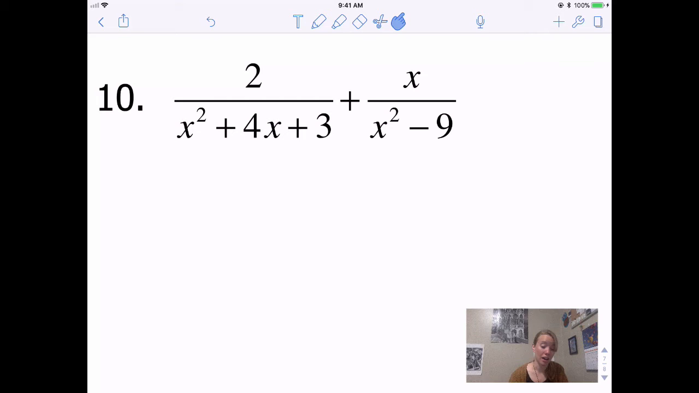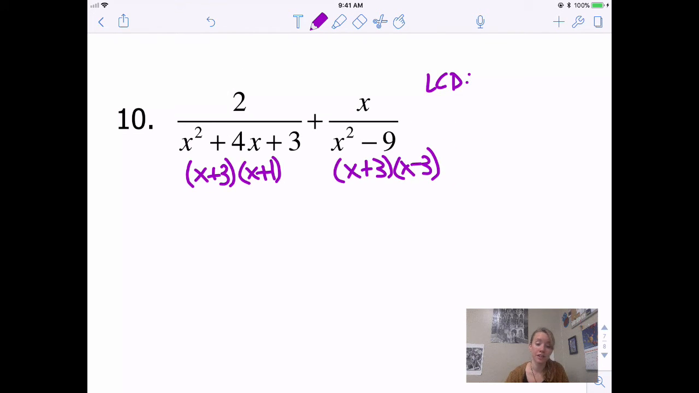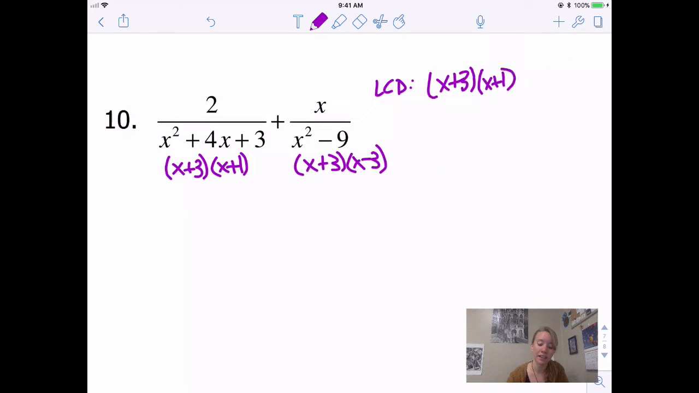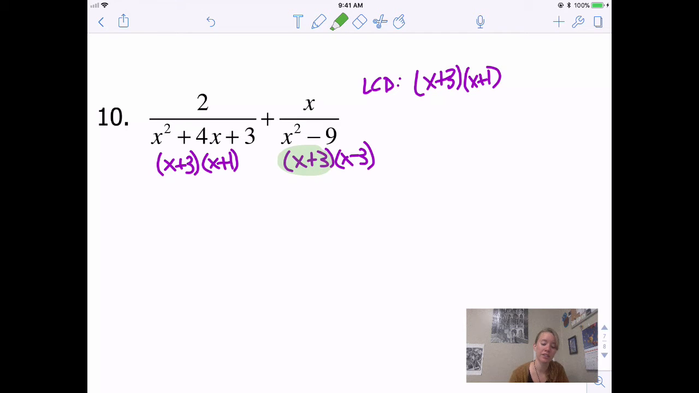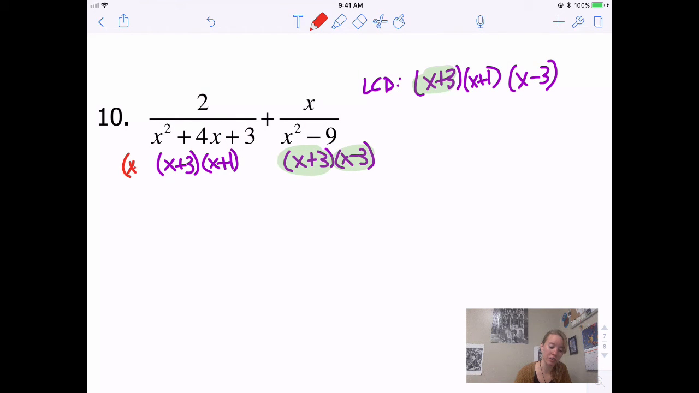Number 10, I have to factor. There's a lot going on here. So I factor x plus 3, x plus 1. And then second denominator, I get x plus 3, x minus 3. Okay, that's a difference of squares. Create your denominator. Start with your first denominator, x plus 3, x plus 1. And then in the second denominator, see what you have already covered. The x plus 3 is already covered. x minus 3 is not, so I will put x minus 3 as well. Okay, so what's missing from the first denominator is x minus 3. What's missing from the second denominator is x plus 1.